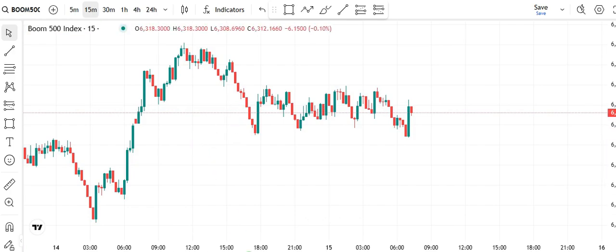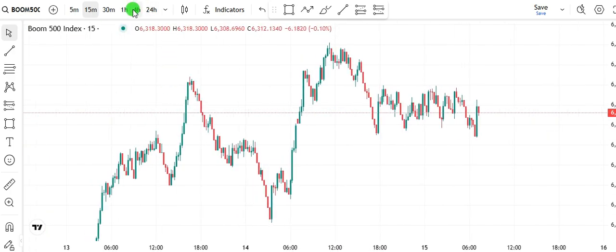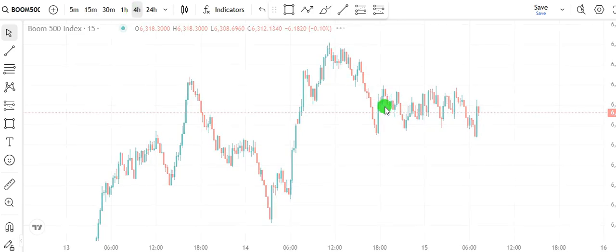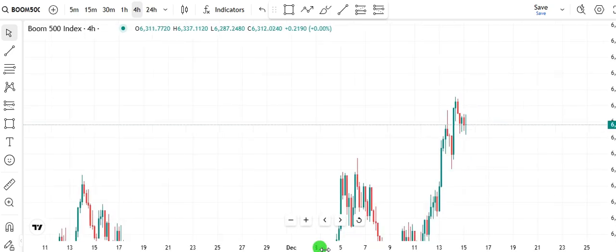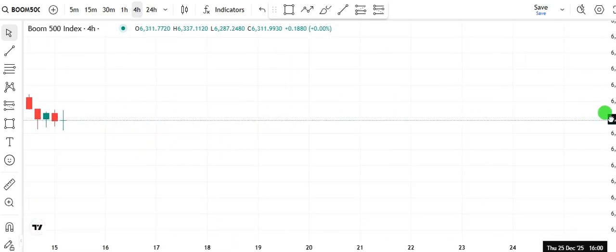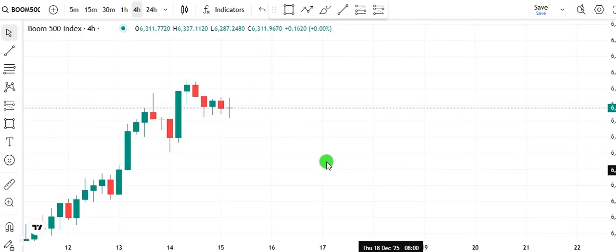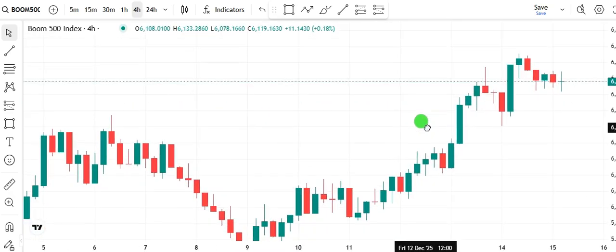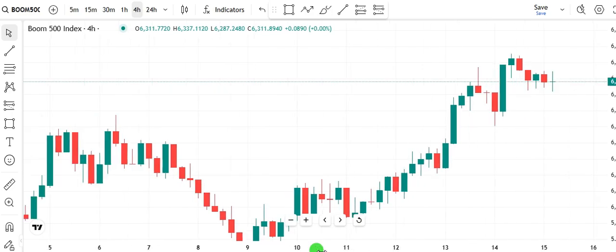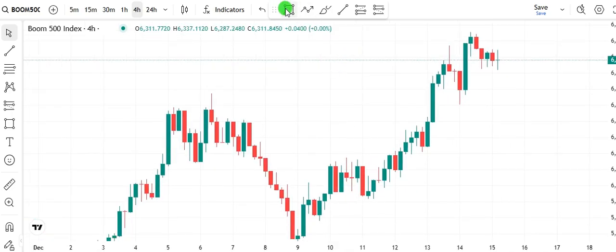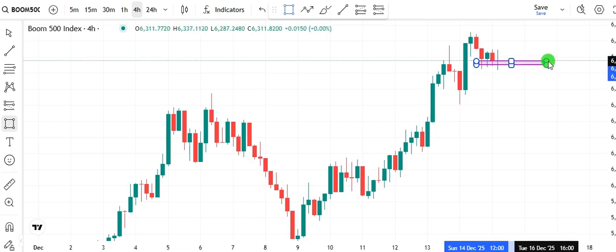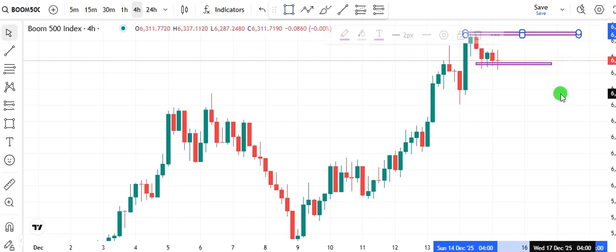Okay, now on Boom 500, let's go around here to the H4 to see if we can mark out our recent structures around there. Let me just zoom this. Okay, so on H4 you can see a series of rejections around here. Then we can see the recent high here.